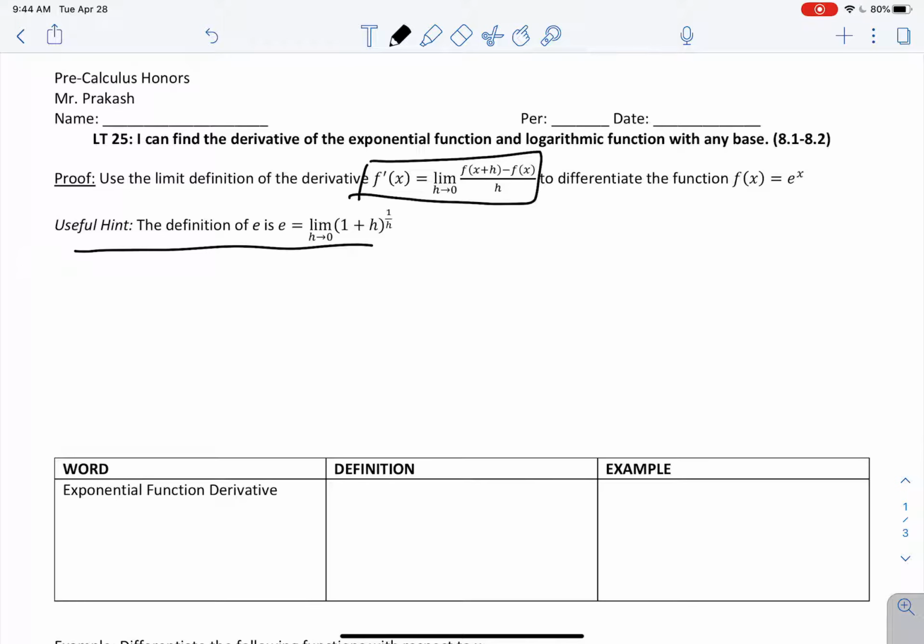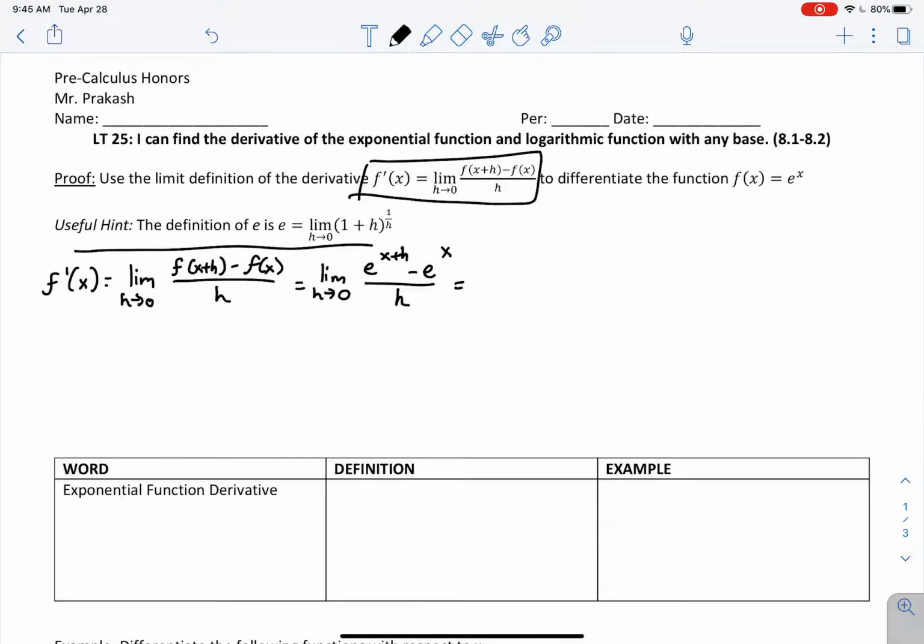Okay, so hopefully you've taken a stab at this. Even if you didn't finish it, maybe you've made some inroads with it, right? And so now let me show you how I would do this. So I take f prime of x equals the limit as h approaches 0 of f of x plus h minus f of x over h. In this case, it's the limit as h approaches 0 of e to the x plus h minus e to the x over h.